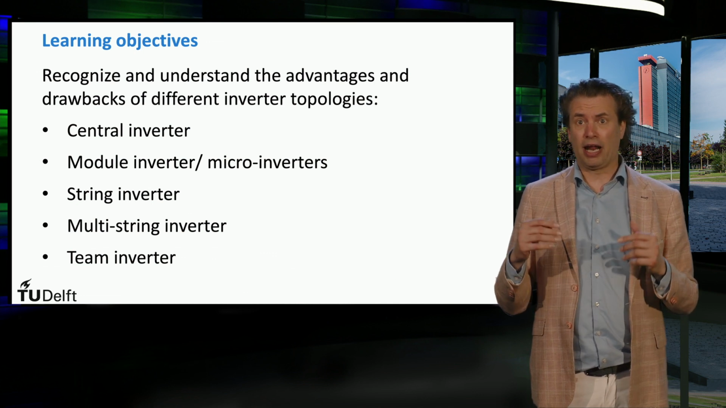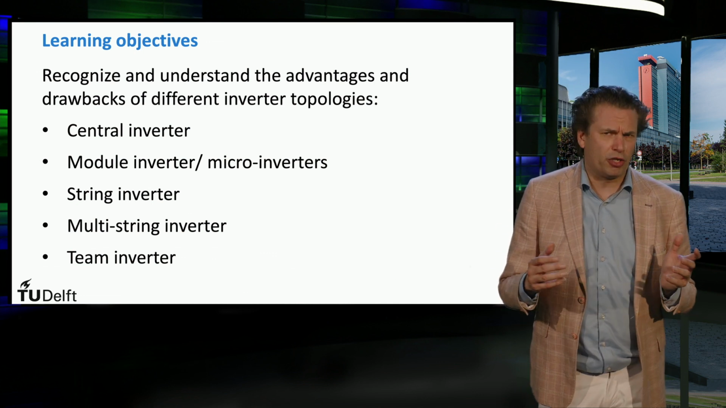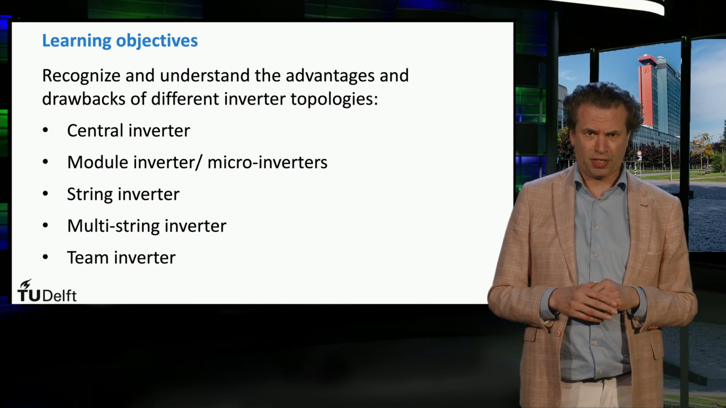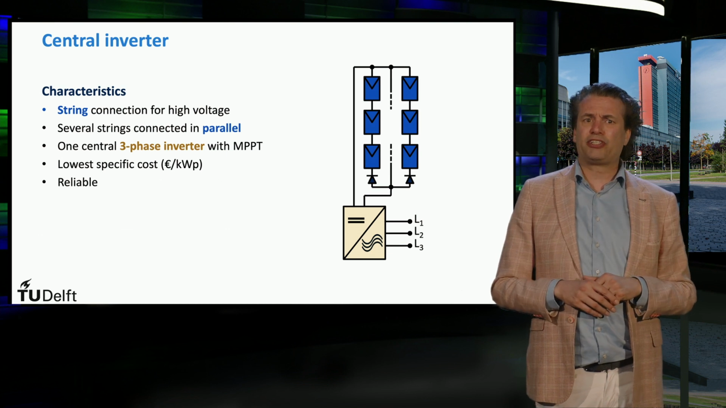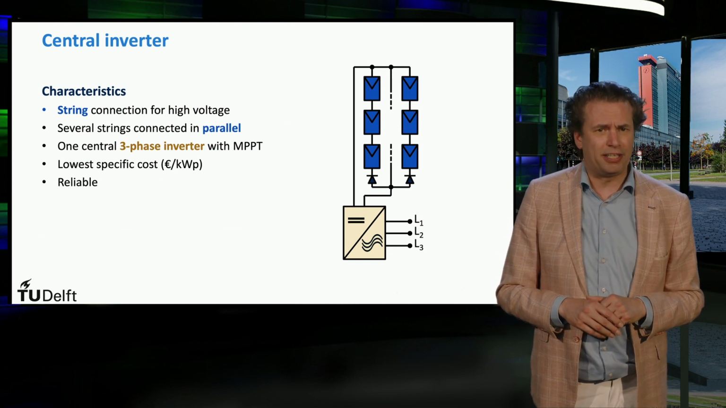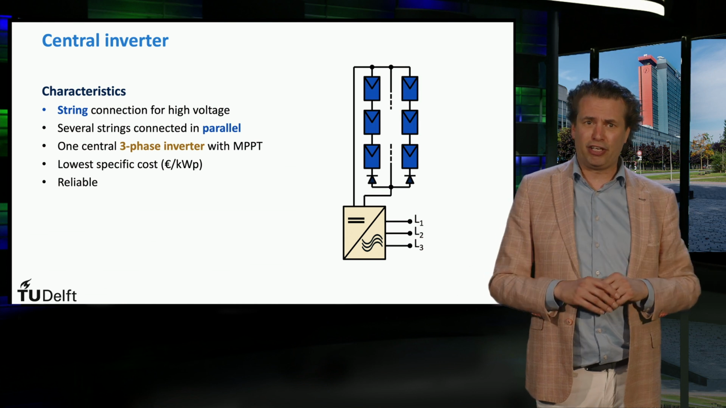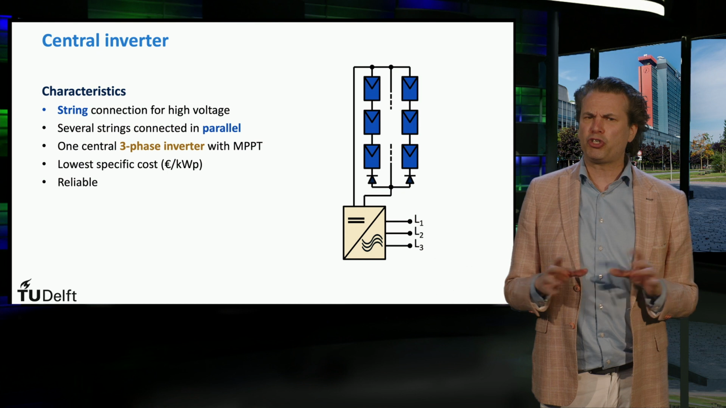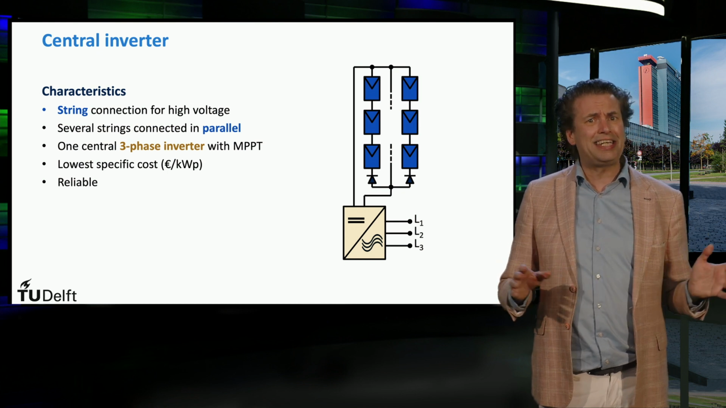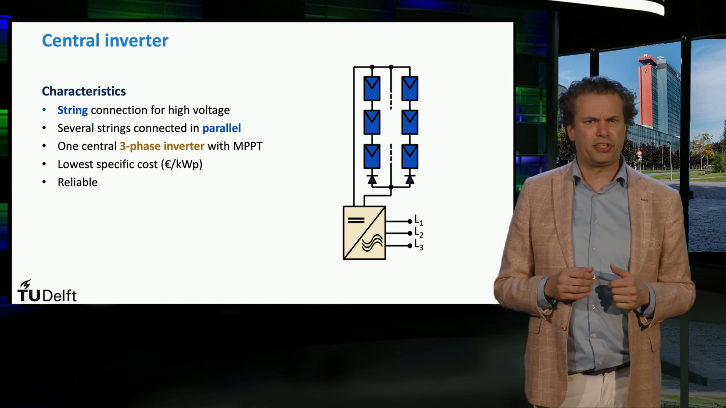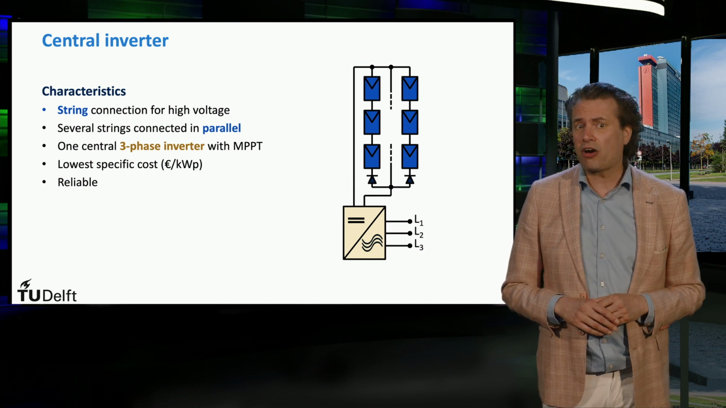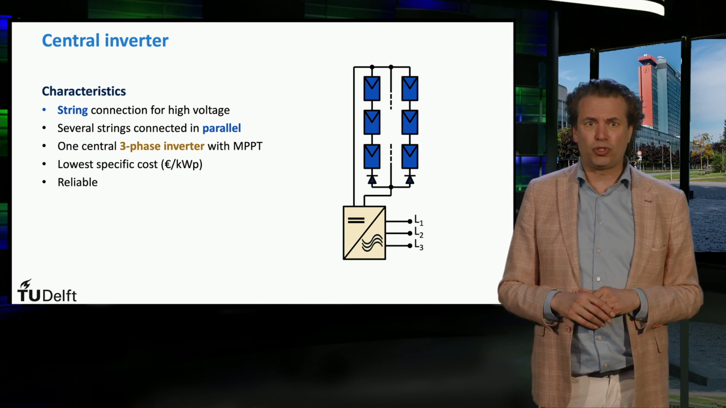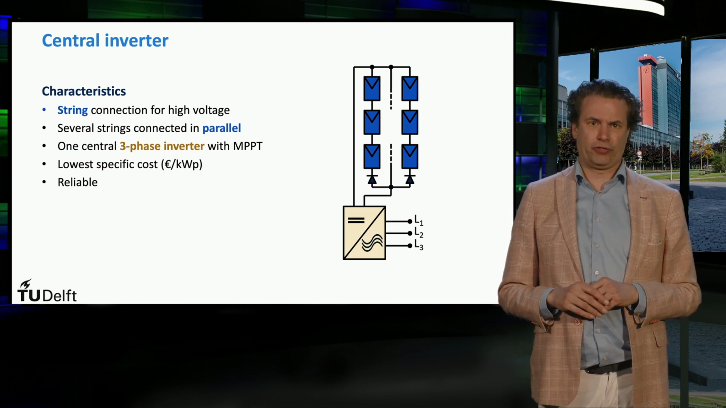topologies, like a central inverter, a module inverter, microinverter, a string inverter, multi-string inverter, and a team inverter. So let's start with the simplest architecture employed in PV systems, the central inverter's installation. In this topology, the PV modules are connected in strings leading into an increased system voltage, and then the strings are connected in parallel, forming a PV array which is connected to one central inverter.